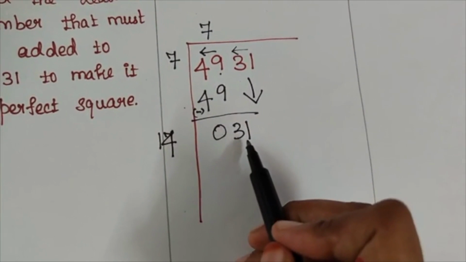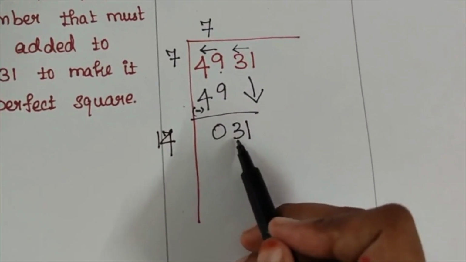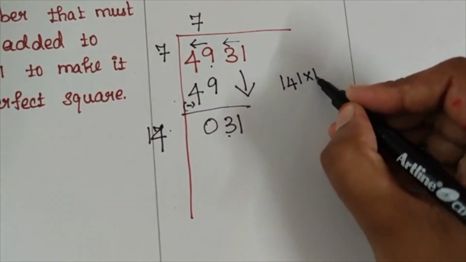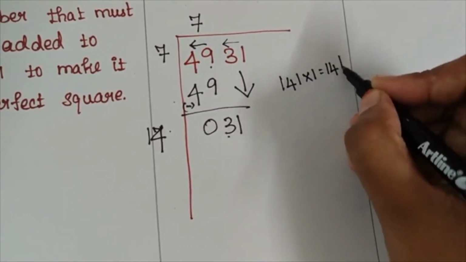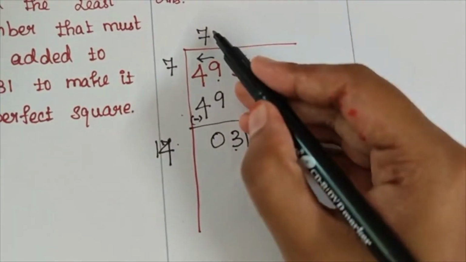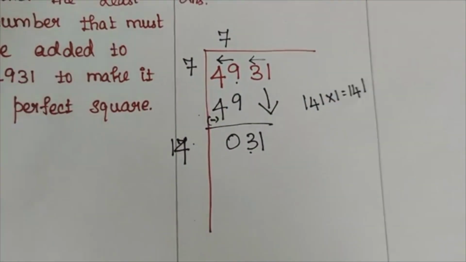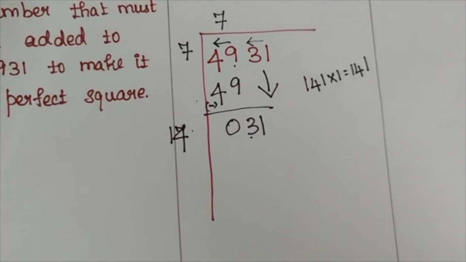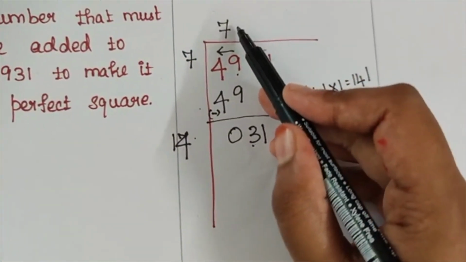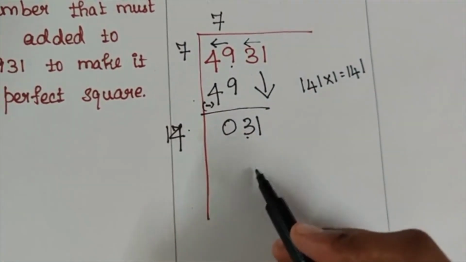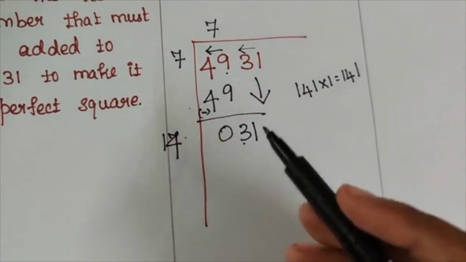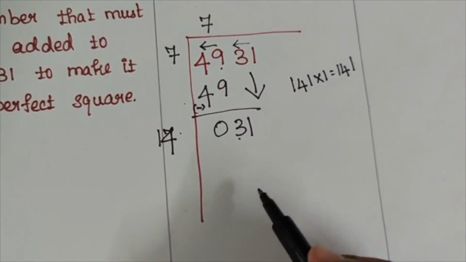So the number I must put here is obviously 0, because if I put 1, it means 141 into 1, it is 141. So here I need to put 0. That is the general method for long division. For normal long division, we'll put the number required and we'll write the answer. So I'll just put 0 here. So here also 0 and I'll get 0. So the remainder will be 31.